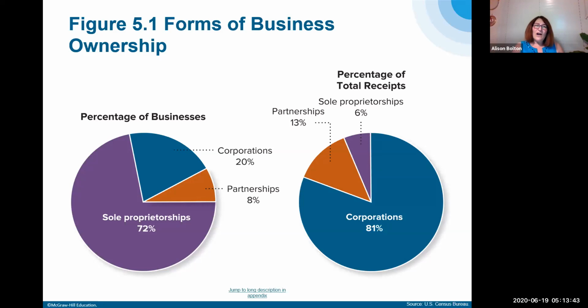Forms of business ownership. So we look at this based on sole proprietorship on the left here versus corporations on the right. And we see sole proprietors at 72% in comparison to corporations at 81%. Quite a difference. And within sole proprietorships, they grow into corporations, a lot of them at 20%, and into partnerships at 8%. Whereas with corporations, it's rare that they go back to being a partnership or a sole proprietorship.